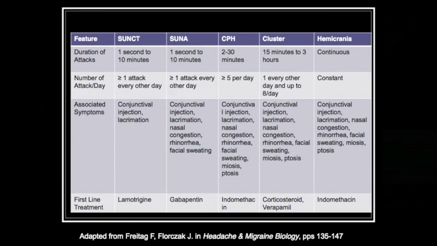You can see that the SUNC and SUNA tend not to respond to indomethacin. There's different drugs that are thought to be first line, like gabapentin for SUNA and lamotrigine for SUNC, although that can vary by person. You can see that indomethacin is good for the chronic paroxysmal hemicranias and Hemicrania Continua, and cluster headache is usually treated with corticosteroids and verapamil as first-line therapies. So there's slightly different therapies, different durations of the headaches, but they all have different variations of cranial autonomic symptoms.